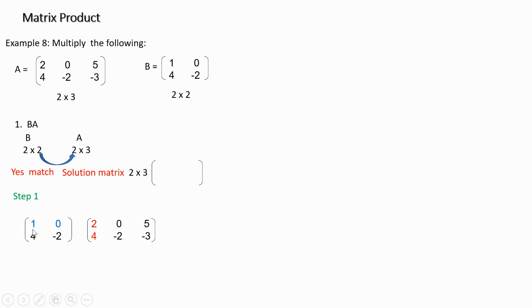Okay, so here we go. I'm going to multiply the first entry here times the first entry here. So it's going to be 1 times 2, and then plus 0 times 4.